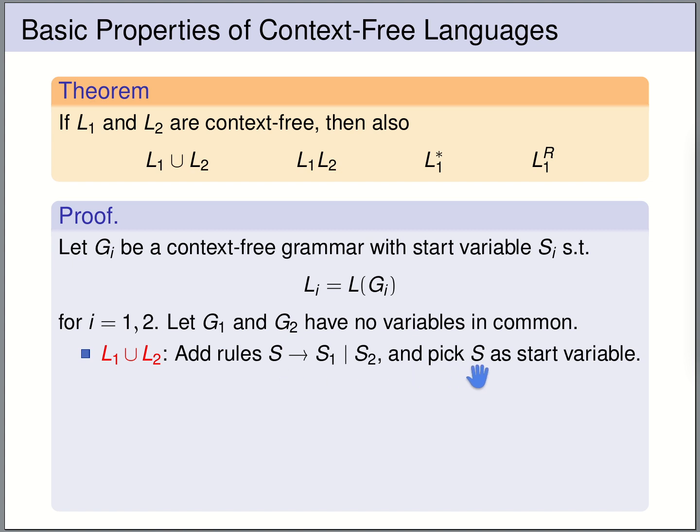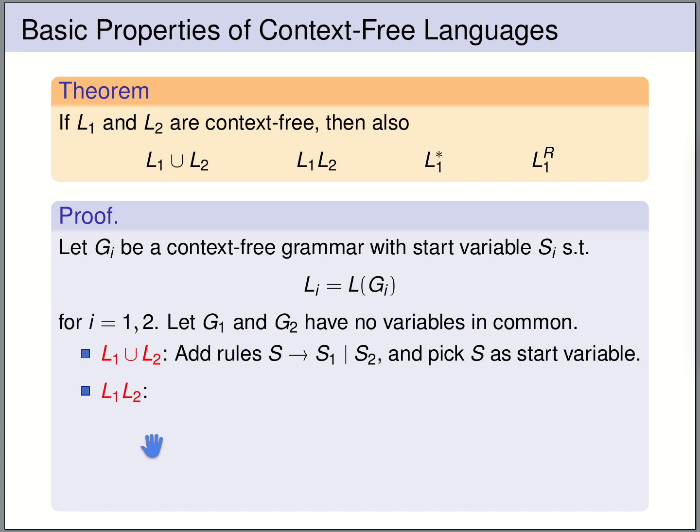We have a fresh starting variable S, and we say that S can rewrite to S1 and S can rewrite to S2. Recall that S1 is the starting variable of G1, S2 is the starting variable of G2, so by saying that our fresh starting variable can rewrite to S1, it means we can generate any word from the language L1, and since S can also rewrite to S2, we can also generate any word from the language L2. So this grammar generates the union of the two languages.